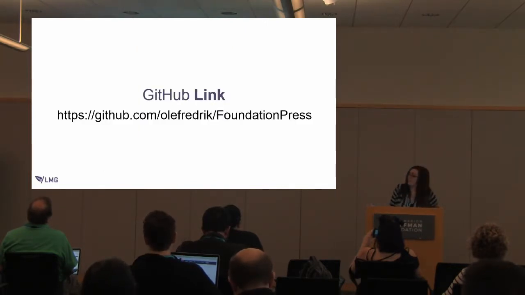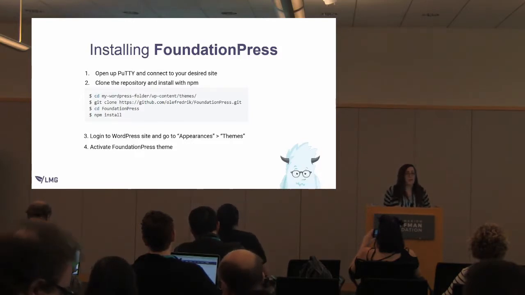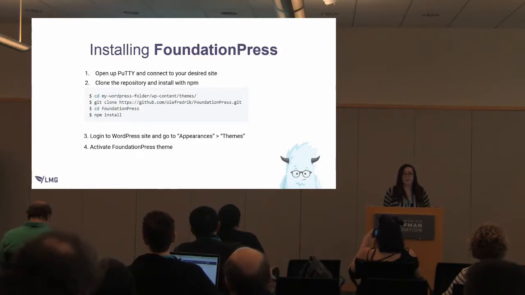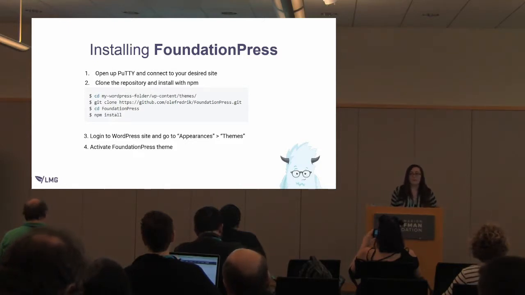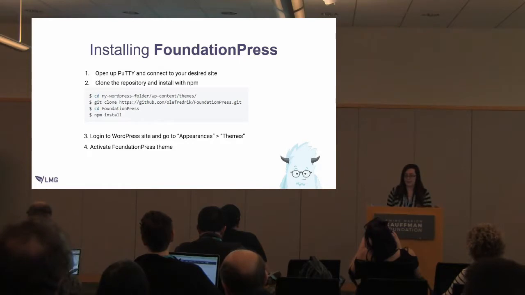So this is the FoundationPress GitHub link. Again, this is back in my blog post, and you can find it there. To install FoundationPress, go ahead and open up PuTTY and then connect to your desired site. Once you've connected, back on the link, you're going to clone the repository and install with npm. So to do that, you do the cd command, and then you get to your WordPress themes directory. Then you hit enter, and then you'll do a git clone of the FoundationPress GitHub link, that one right there.